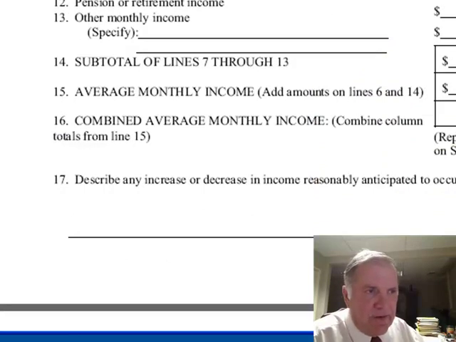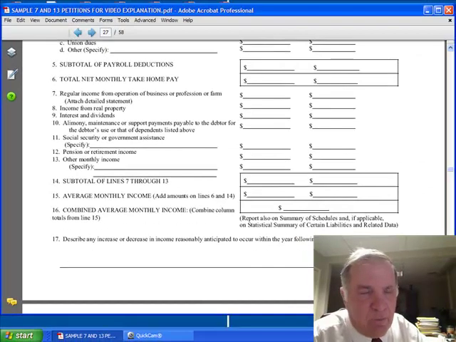Now, number 17 is important, and it's frequently overlooked because attorneys don't do a good job of following the form. Describe any increase or decrease in income reasonably anticipated. Well, let's say that you've been working quite a bit of overtime, but you're not going to get any overtime anymore, and you know it. Well, that's where we're going to make a notation of that. Maybe you're going to be cut down on the number of hours you're going to work. A lot of companies are doing that. So that's where we would make a notation about that.